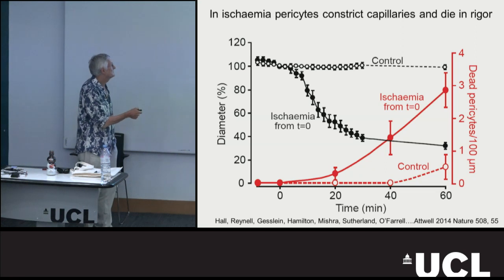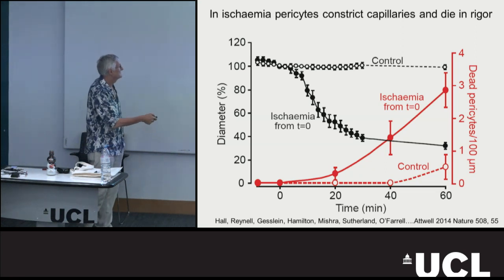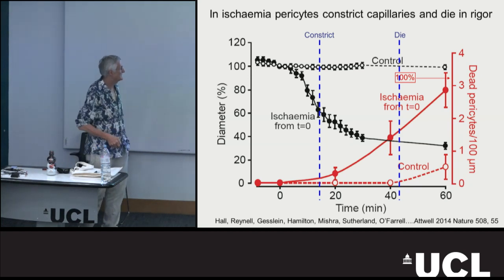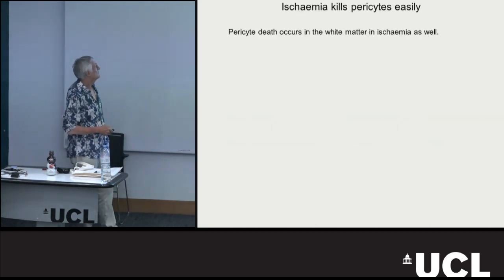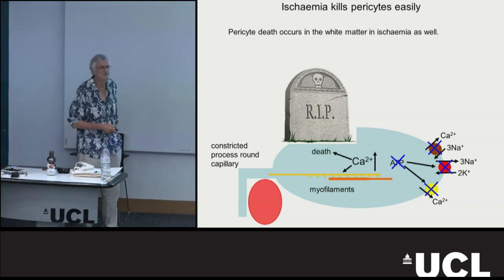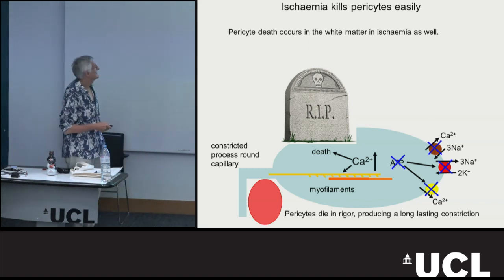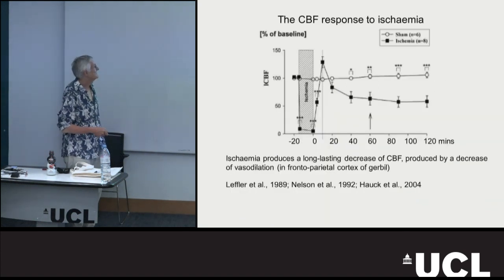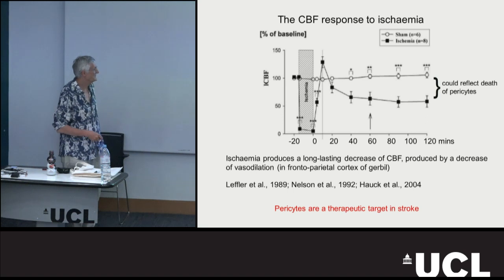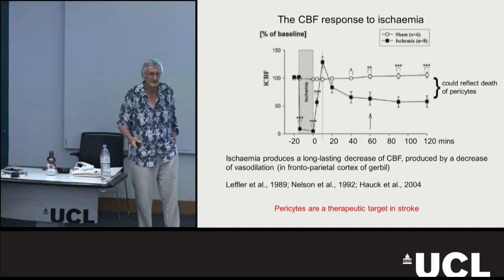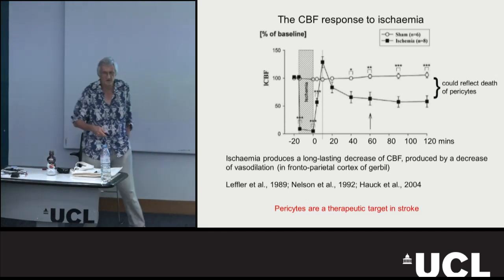So this is the time course of the constriction. This is the time course of death. And they're pretty much all dead after about an hour. So this was in the gray matter. The same thing happens in the white matter. So we think this rise of calcium causes the death of pericytes. Okay. And that's why you get a long-lasting constriction. So we think this is due to the death of pericytes, and that means that pericytes are a therapeutic target in stroke. We've started looking at that in collaboration with Alistair Buchan's group in Oxford.